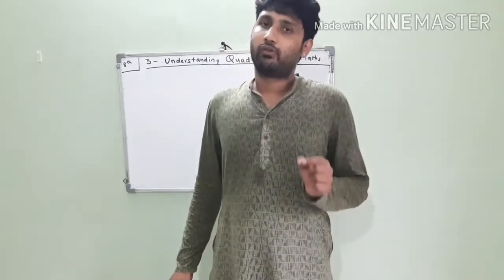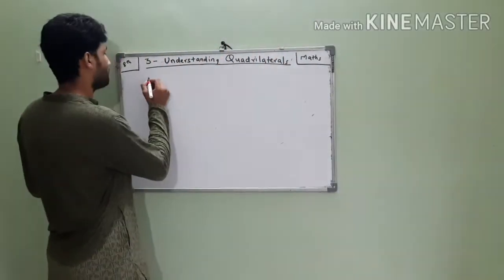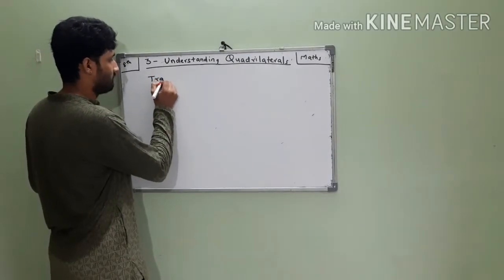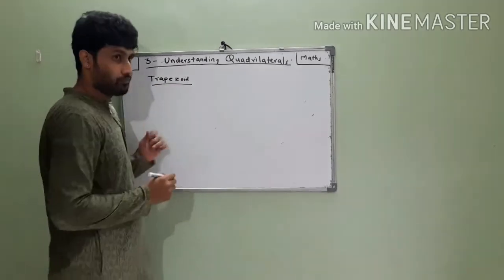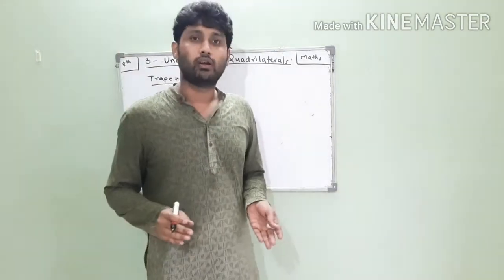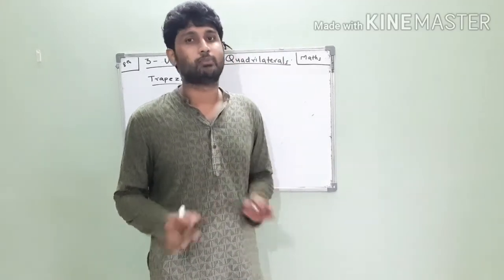Let us now move on to the types of quadrilateral. The first type of quadrilateral will be called a trapezoid. Simply, a trapezoid is a quadrilateral in which there are no two opposite sides parallel.